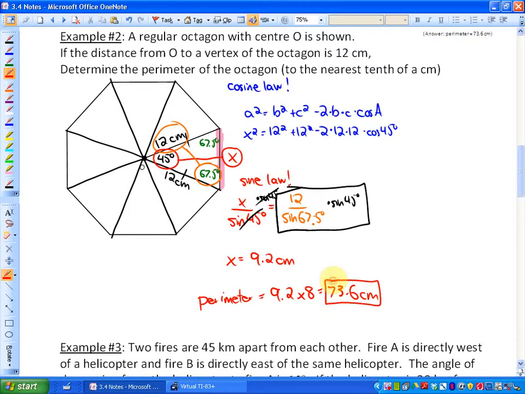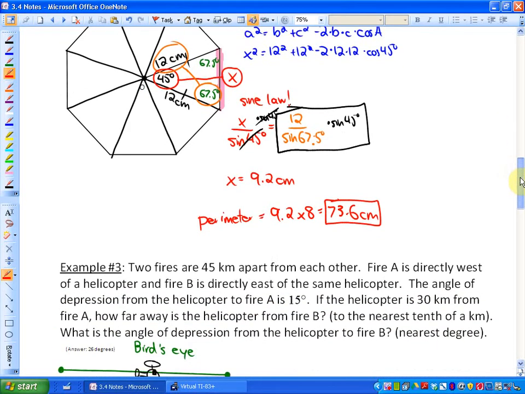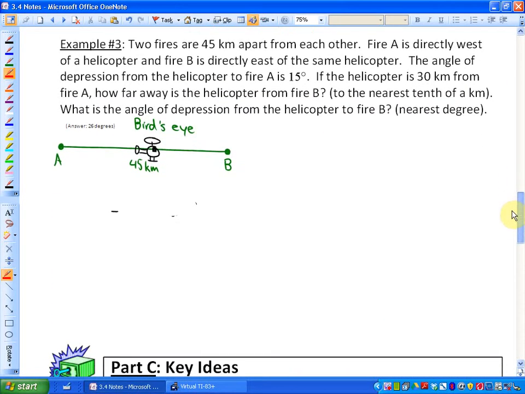All right, let's look at our last problem. I'll read it to you. This problem says, two fires are 45 kilometers apart from each other. Fire A is directly west of a helicopter and fire B is directly east of the same helicopter. So here's a bird's eye view of what's happening. We've got a helicopter from above, and to the west is fire A and to the east is fire B. I'll point out why this is a problem at the moment after we're done reading the problem.